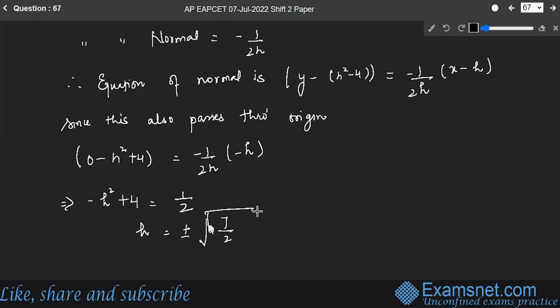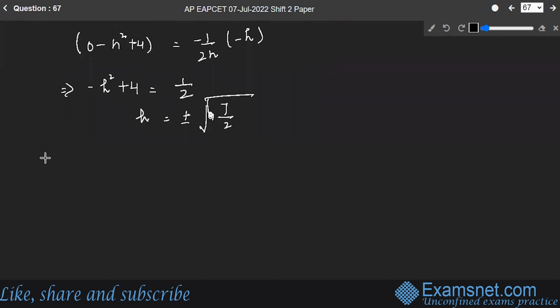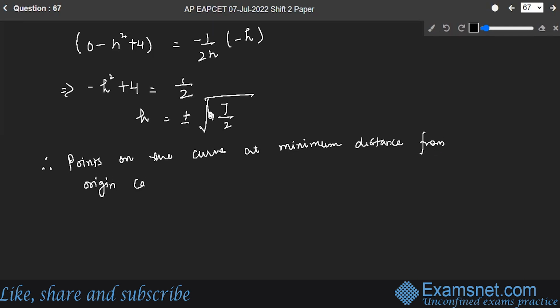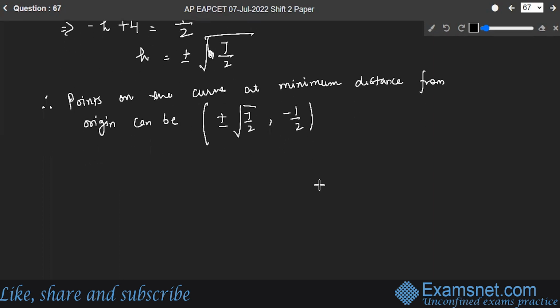Therefore, the point on the curve at minimum distance from the origin can be plus minus root 7 by 2, and h square minus 4 will give you minus 1 by 2. Right, so now one point is the origin and the second point is this.